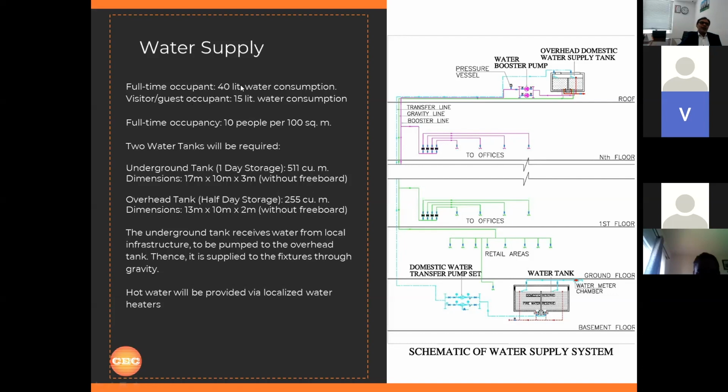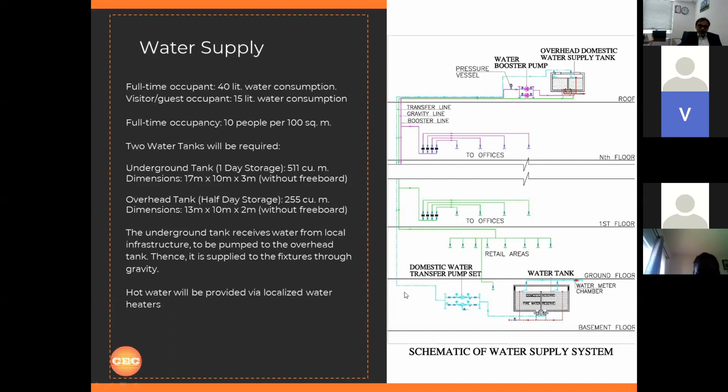It is normally expected that in 8 hours a person will consume about 40 liters of water and a visitor will consume about 50 liters of water. Occupancies are considered about 110 people in 100 square meters for the offices. And based on that, the dimensions of the tank are evaluated. What should be the underground tank? What should be the overhead tank?